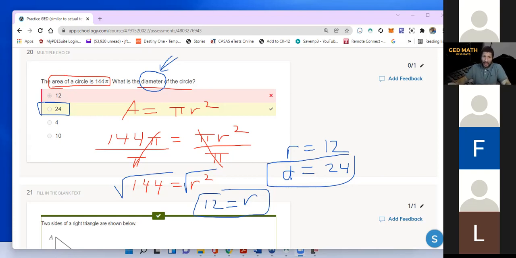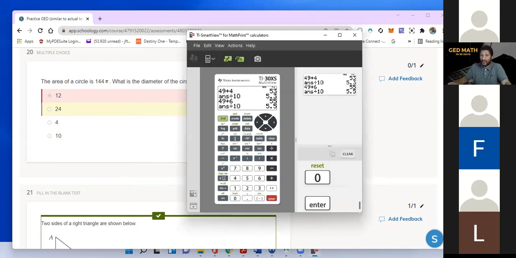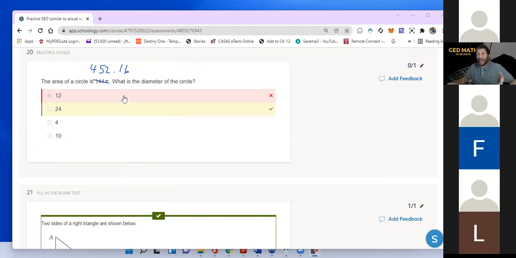Okay. Let me clear this out. This is more of a task question. What the GED will give you is 144 times 3.14. Let me see what that is first. Times 3.14. So we got 452.16. So this is what the GED will do. They won't give you in terms of pi, they'll give it to you as a decimal.